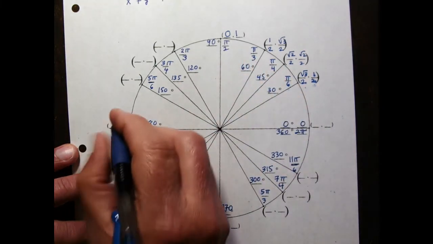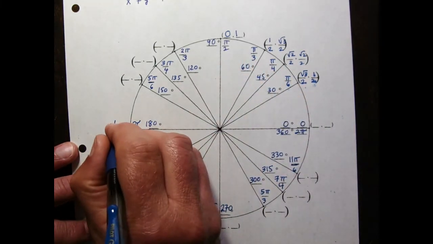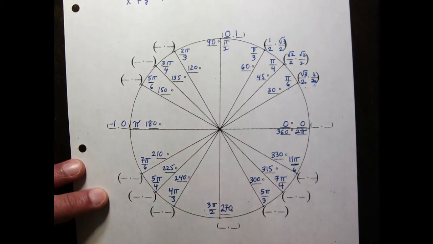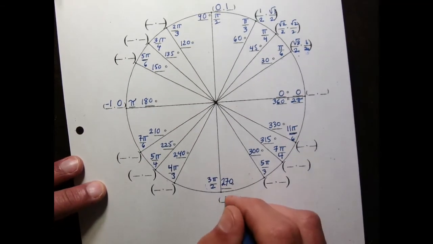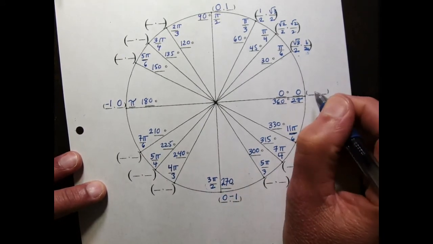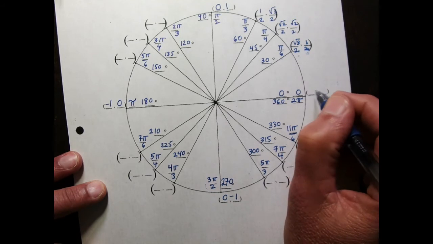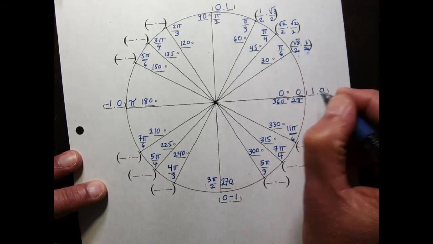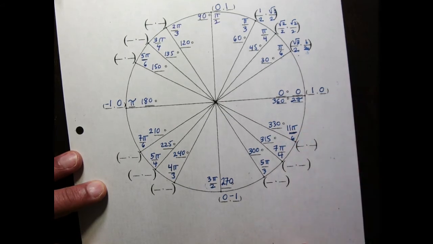At 180 degrees, we have negative 1, 0, x is negative 1, y is 0. At 3 pi over 2, or 270 degrees, we have 0, negative 1. And back at full circle, 360, or just 0 degrees, we have x is 1, y is 0. Cosine of 0 is 1, sine of 0 is 0.